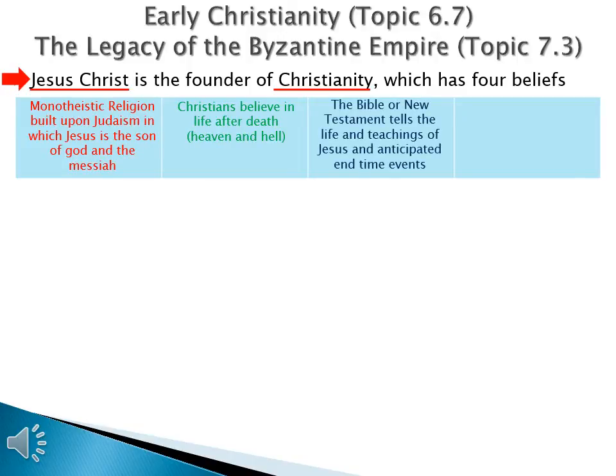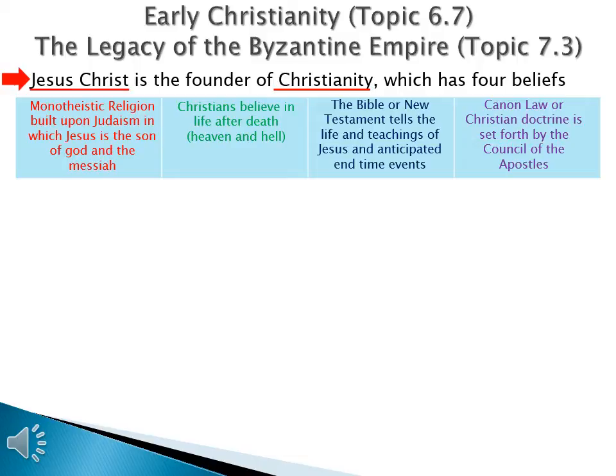Then we learned about the Bible or New Testament, which tells the life and teachings of Jesus and anticipated end-time events. Finally, we learned about canon law or Christian doctrine, which is set forth by the Council of the Apostles.